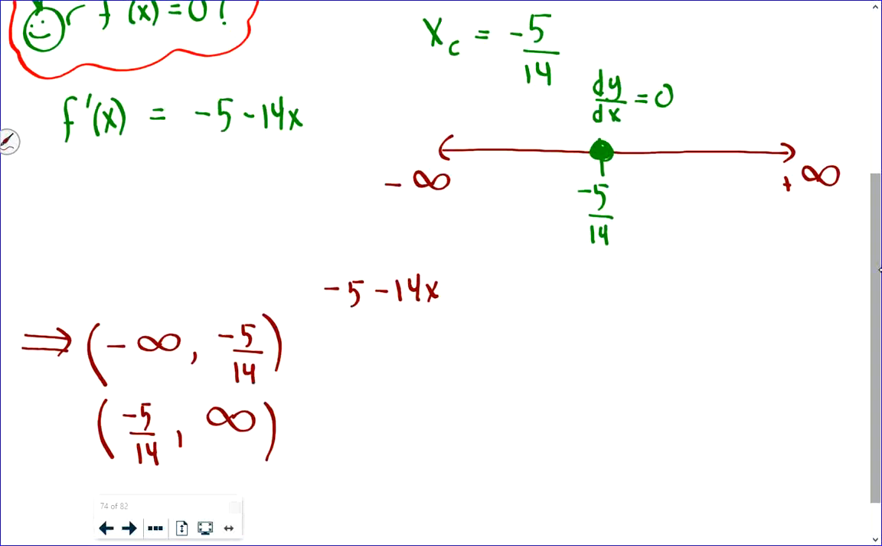How many of you see the nature of it, whether it's positive or negative, just based on the numbers without actually loading in a number? It's going to be positive. If I put in a number like negative 100, then I'm going to have negative 5 minus 14 times a large negative number, so it will become plus a large positive number. If I do the same thing here, I get negative.